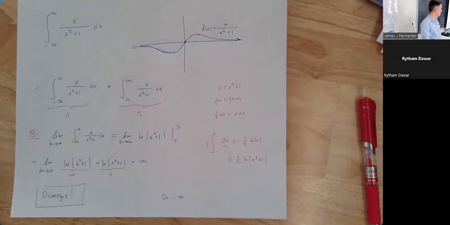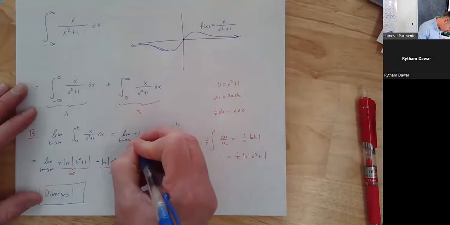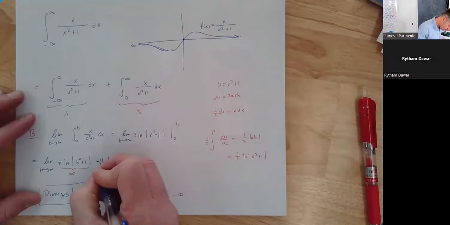Wait, so is it the natural log of x squared plus 1 or 1/2? Oh, I forgot the 1/2. Okay, sorry, apologies about that. You're good. Sorry, I got 1/2 of infinity. Still infinity.